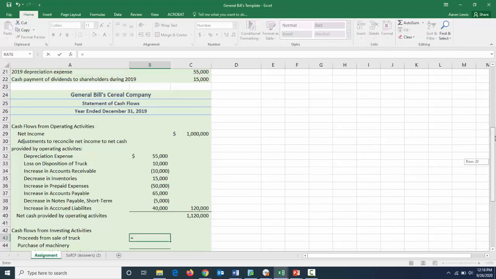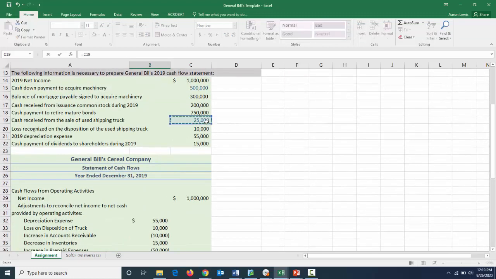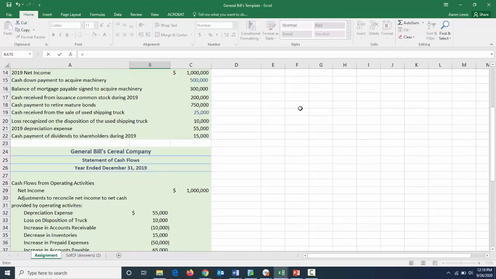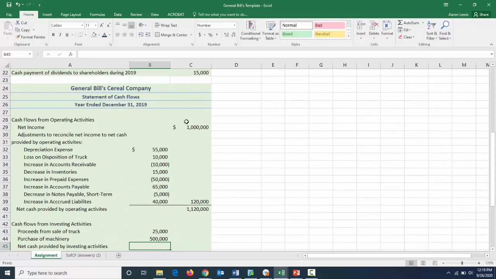How much cash did we get for selling the truck? We got $25,000. We purchased machinery. How much did we pay in cash as a down payment to acquire that machinery? We paid $500,000.